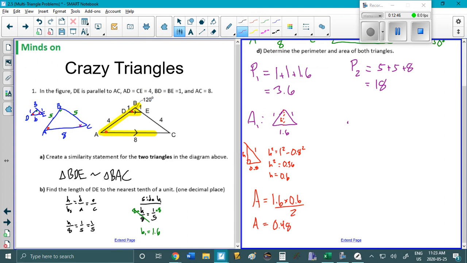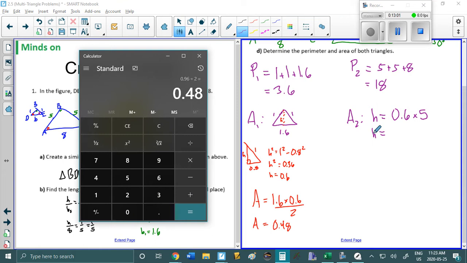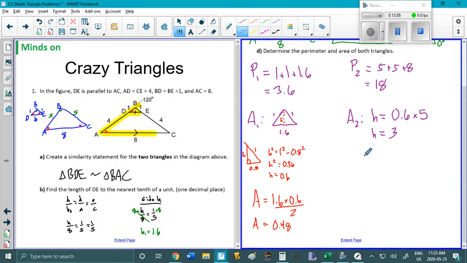Okay, and then to find the area of the second one, we first need to find the height. Now check this out. If all the sides are 5 times bigger, then the height is going to be the little height times 5. So 0.6 times 5 is going to be 3, and the area is going to be the base, which is 8, times the height divided by 2. 24 divided by 2 is 12.